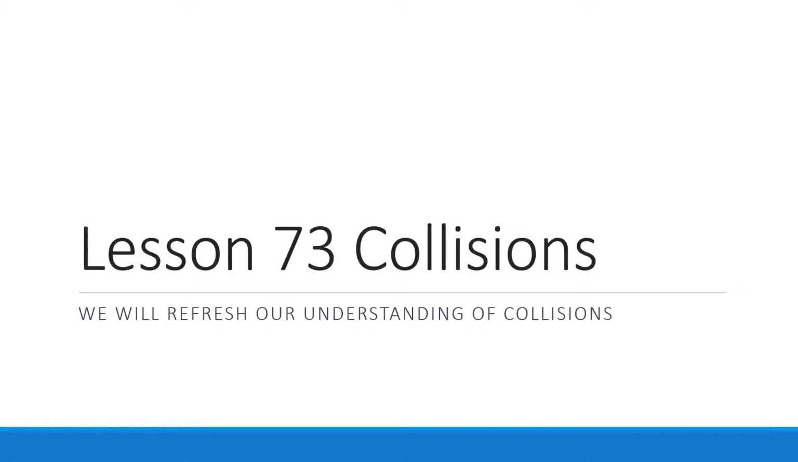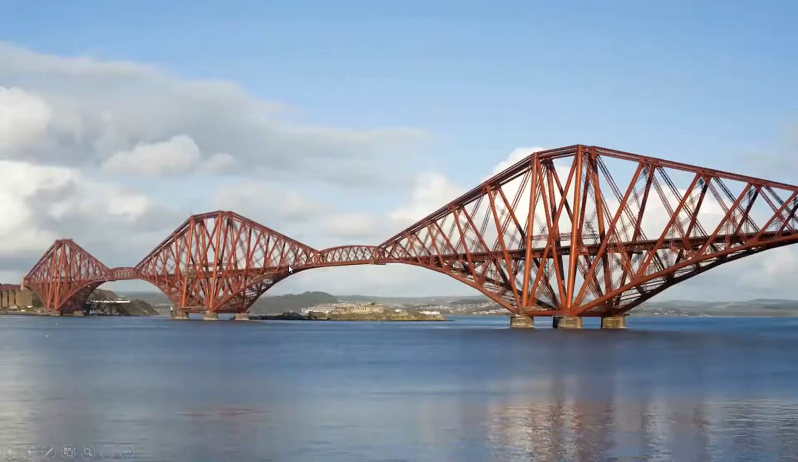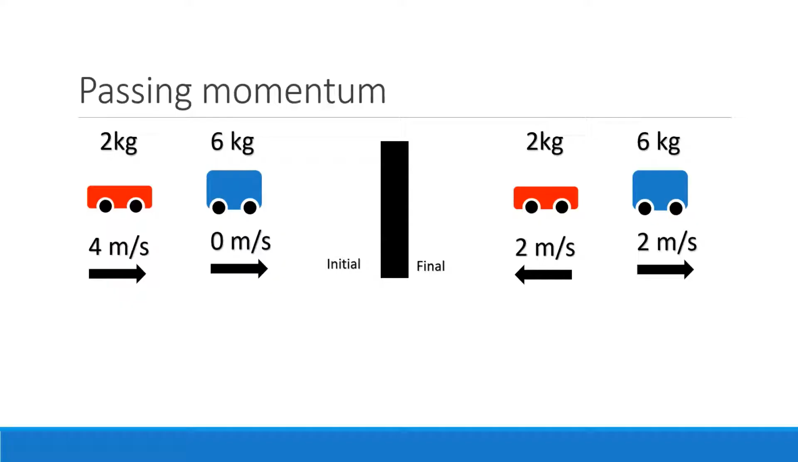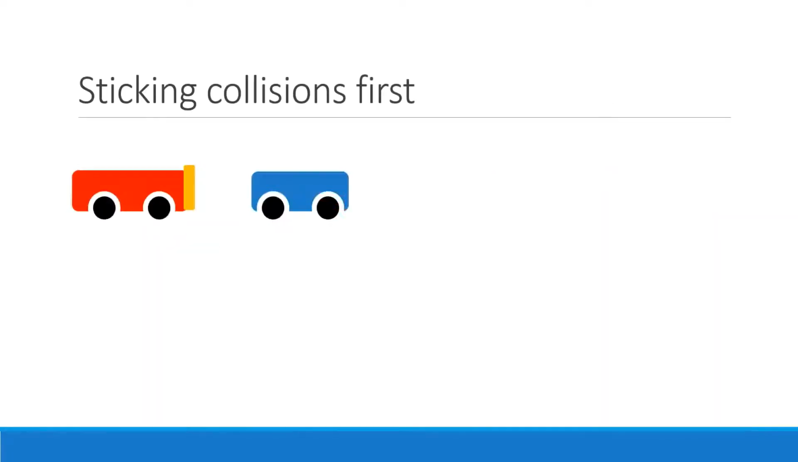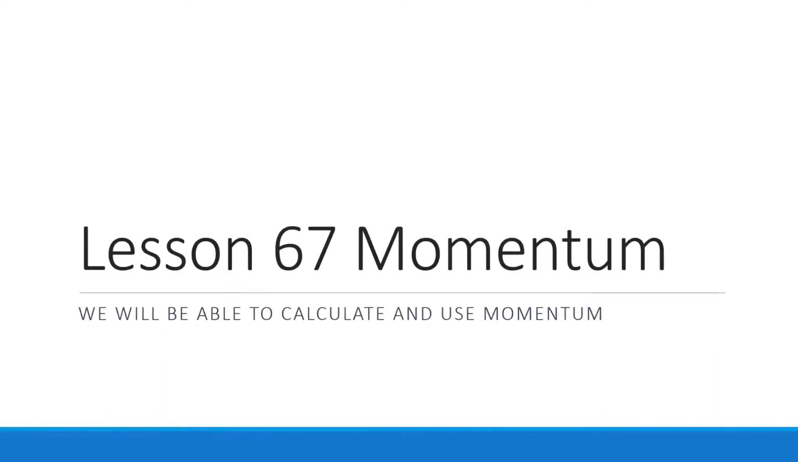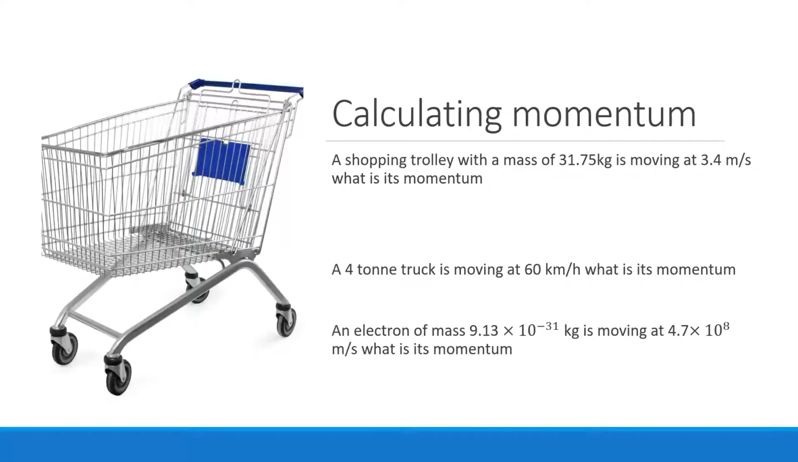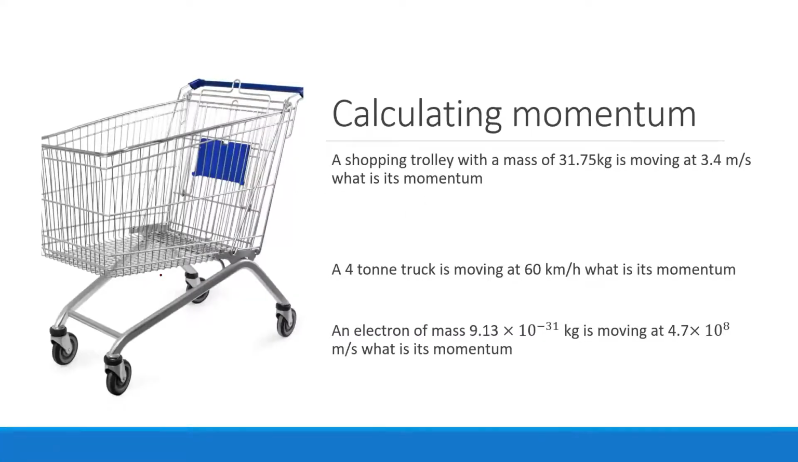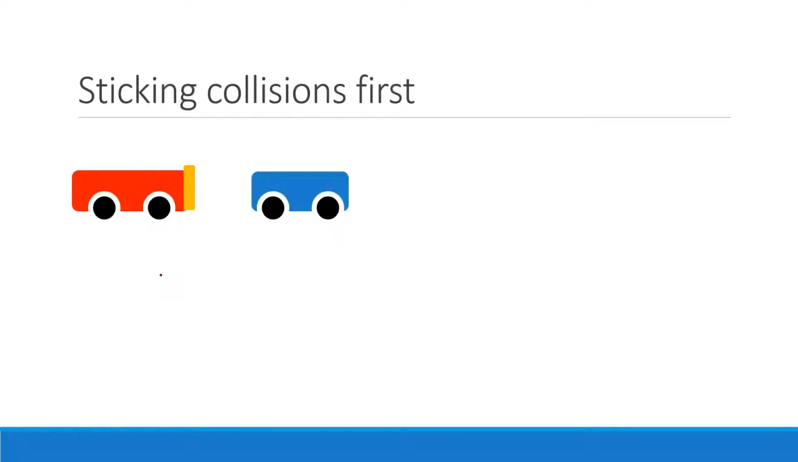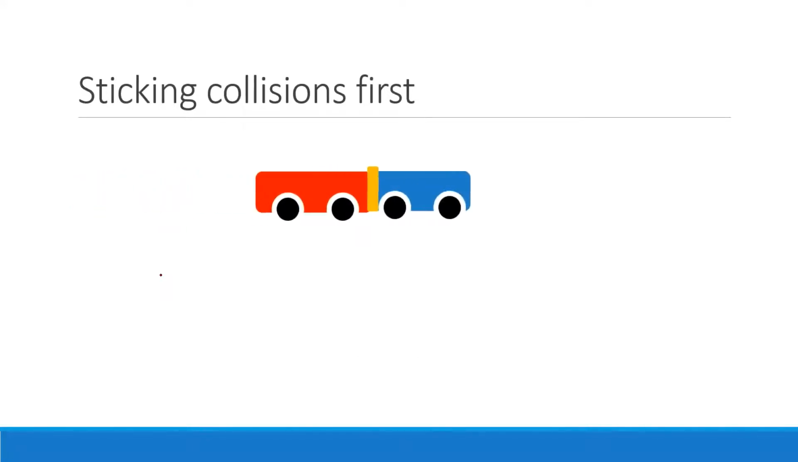So let's go back for a bit and see where we've come from to get to this point. Let's go all the way back to when we first learned about momentum, lesson 67. Momentum is an object moving. An object has a motion. Momentum is calculated by mass times your velocity. We then did some basic calculations, and then we looked at what happens when you have a collision where the two objects stick together.